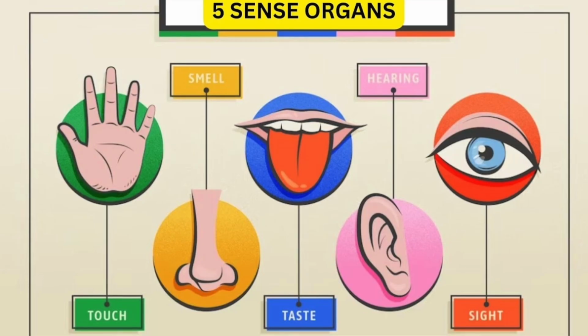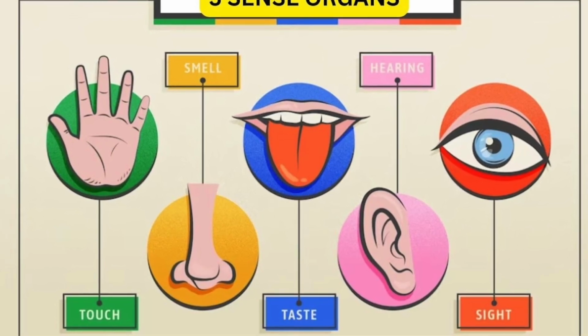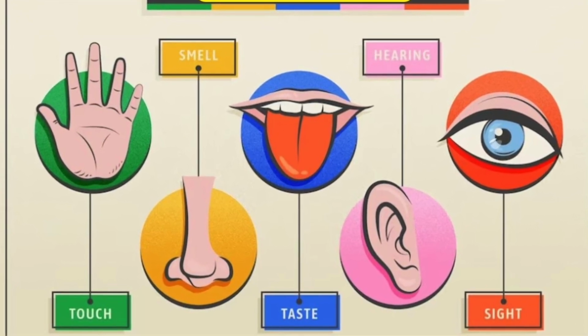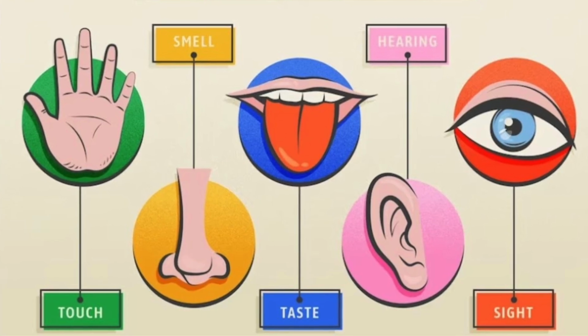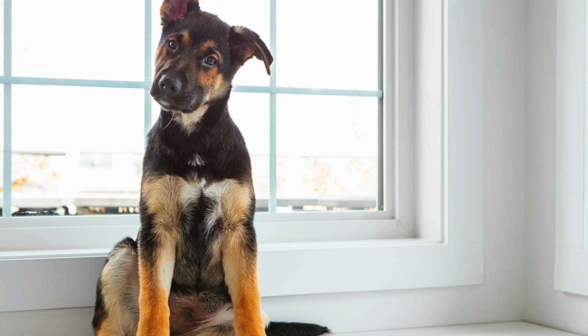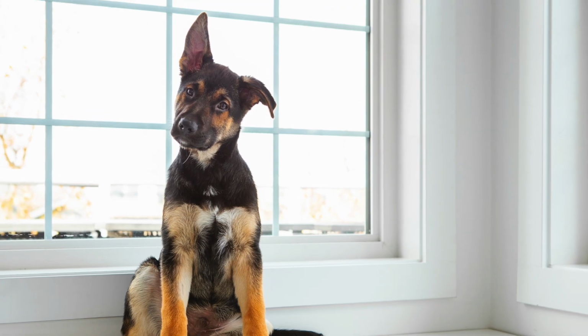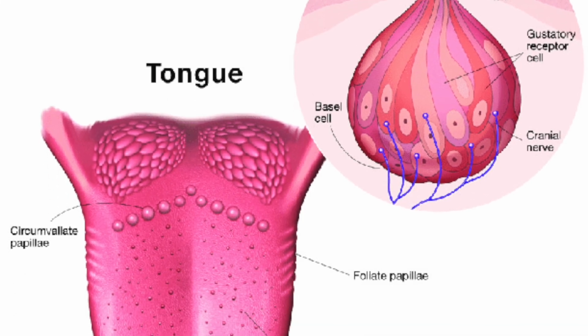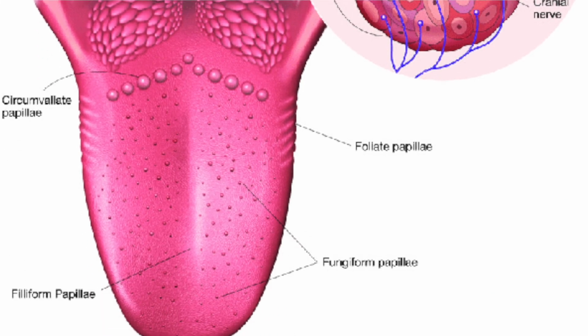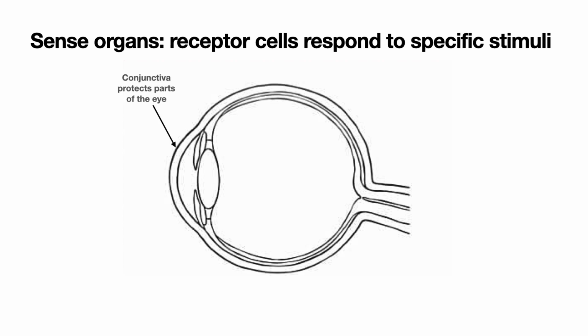Sense organs contain receptor cells, which respond to specific stimuli. Each sense organ responds to a different stimulus, like the ear responding to sound, the tongue to taste, and the eye to sight. The outermost part of the eye is the conjunctiva, and it protects all the parts that are behind the eye. When this membrane becomes inflamed, we call it conjunctivitis.